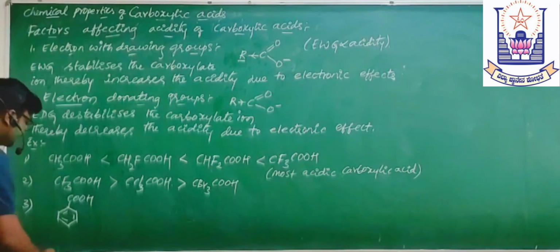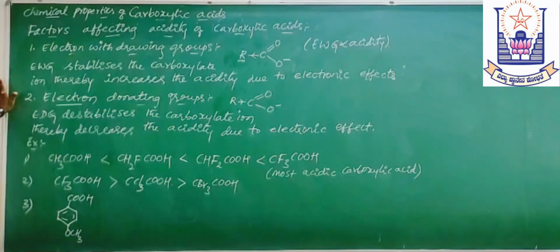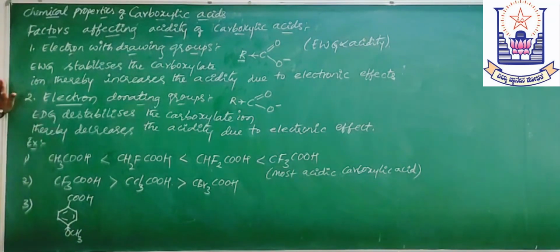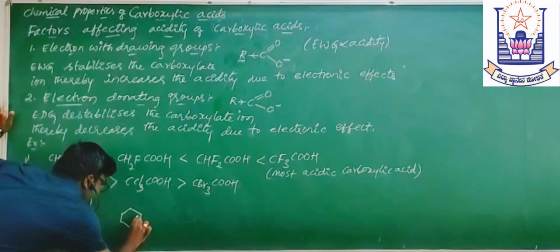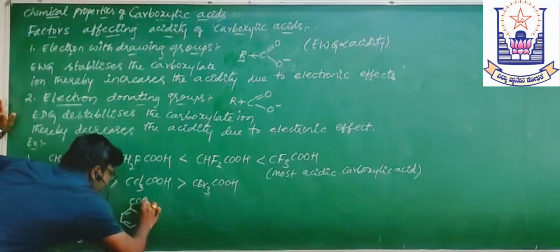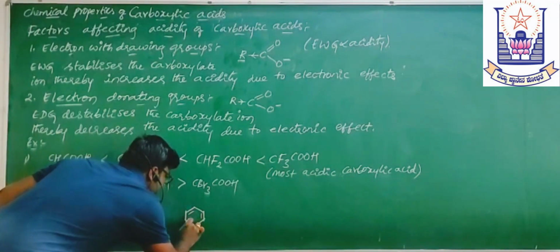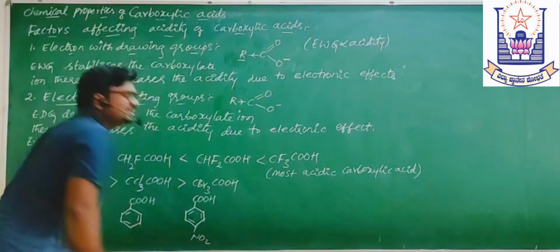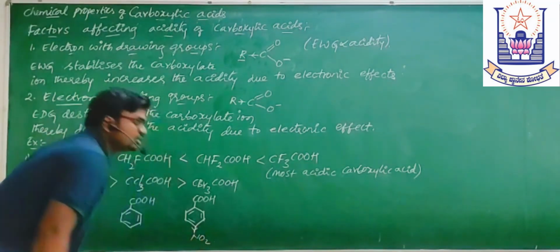This is benzoic acid. Take methoxybenzoic acid. Methoxy is an electron donating group. It donates electrons to the benzene ring. So you know that electron donating groups decrease the acidity. Take benzoic acid again. Take nitrobenzoic acid. What is the function of nitro? It is an electron withdrawing group.